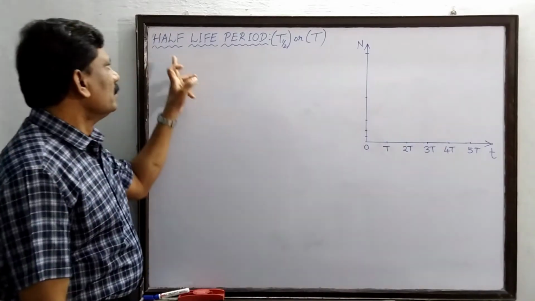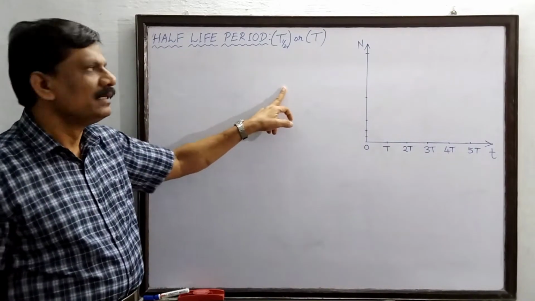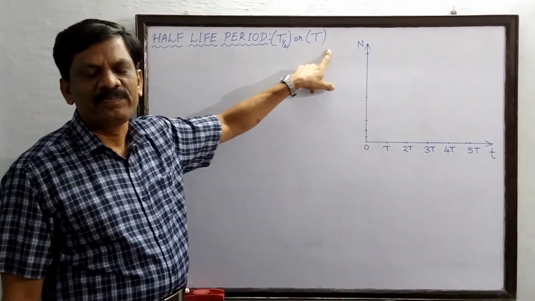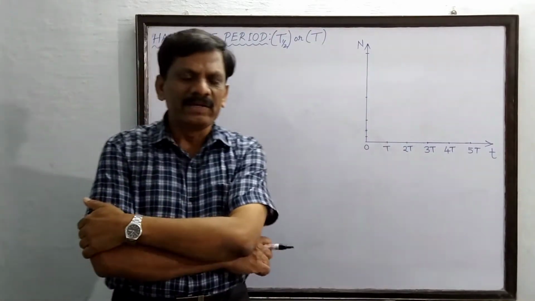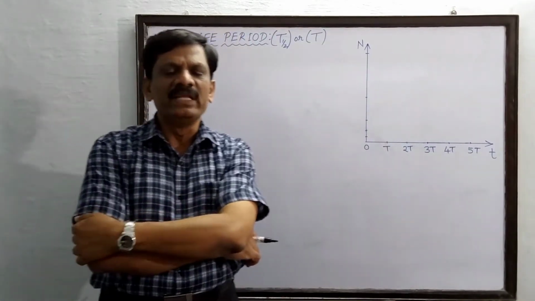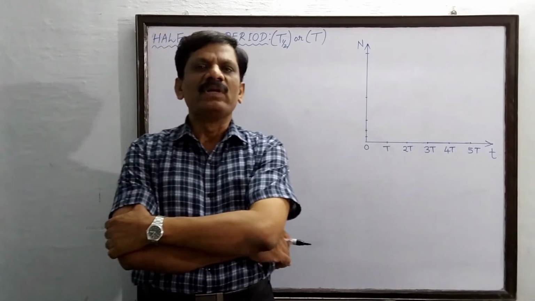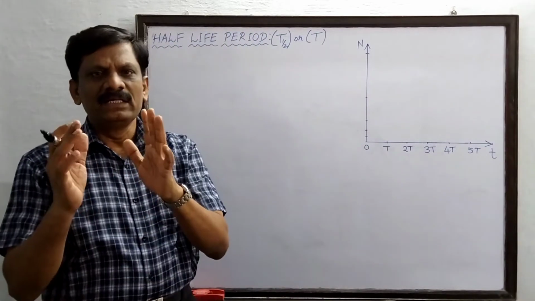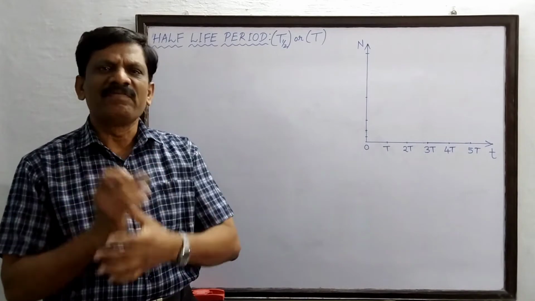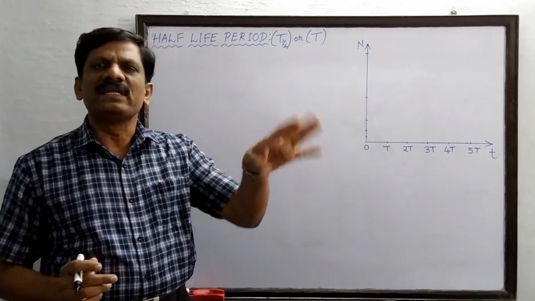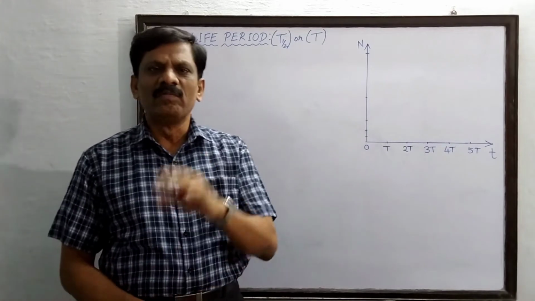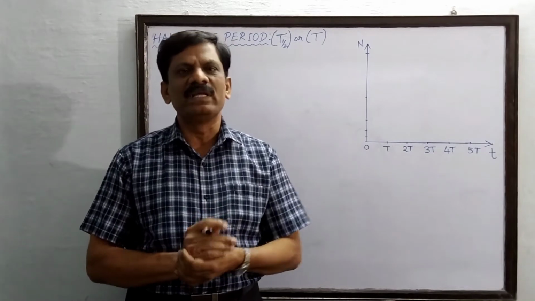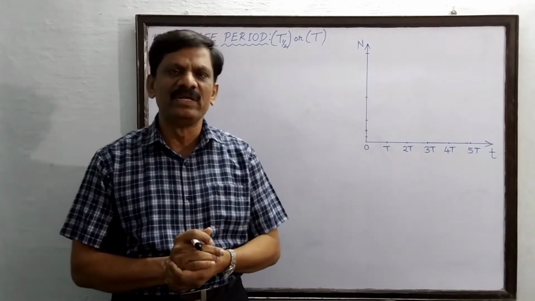Hi students, we are going to explain half-life period, which is denoted either by the symbol T half or capital T. Now, all the radioactive substances such as uranium, thorium, carbon 14 are decaying with time. Suppose you take a fresh half gram of a substance, it will continuously lose atoms, and it will become 1/4 of a gram after some time. Like that, if you initially take 1 kilogram of uranium, after some time it will become half a kilogram of uranium.